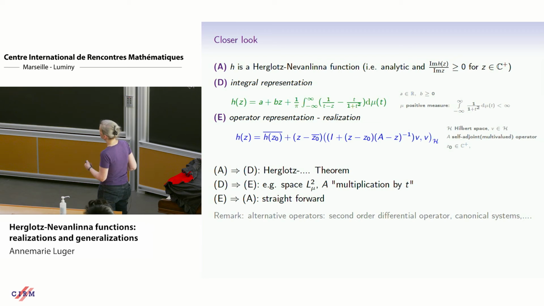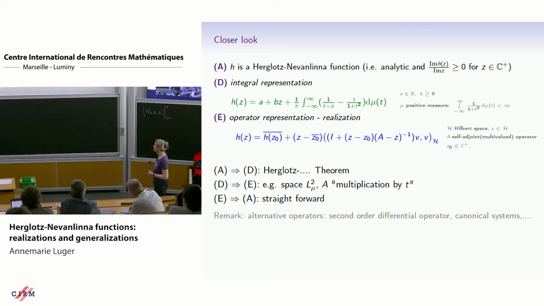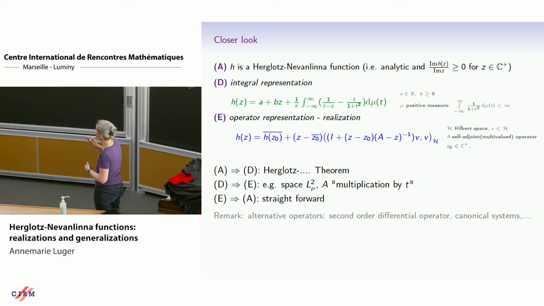The only problem is that the linear term will not appear here, but this you have to add additionally, then you get a multi-valued operator. So this is a detail that I don't want to discuss. But from the integral representation, you can build such an operator. And then if you have an operator representation, it is straightforward to check that this function actually is a Herglotz-Nevanlinna function, because it's analytic, and if you write down the imaginary part, you will end up with an inner product or a norm in the Hilbert space, which is non-negative.